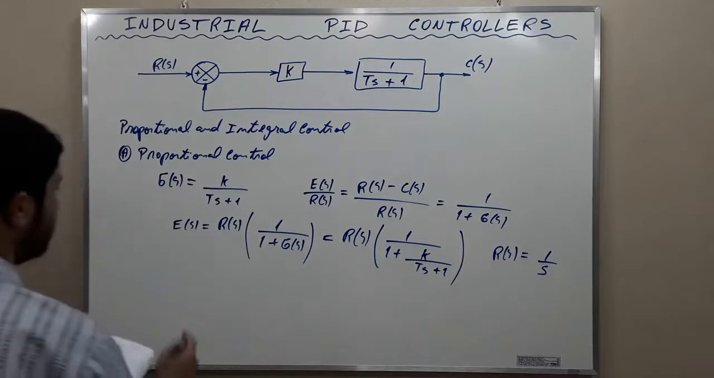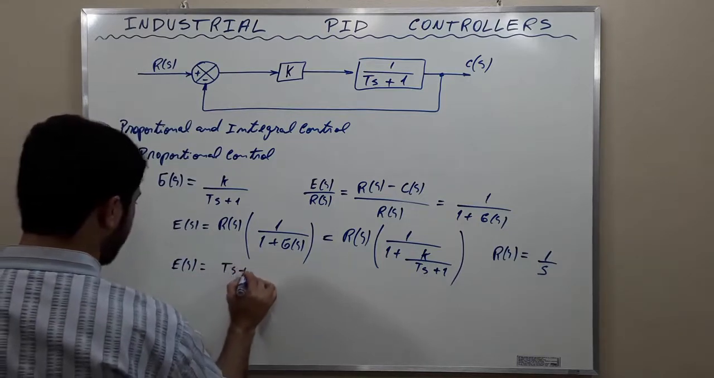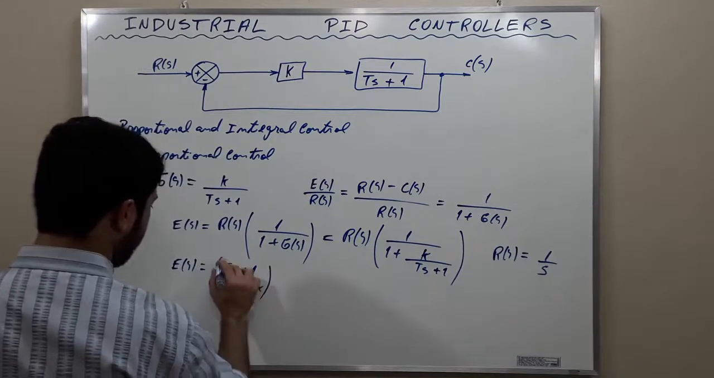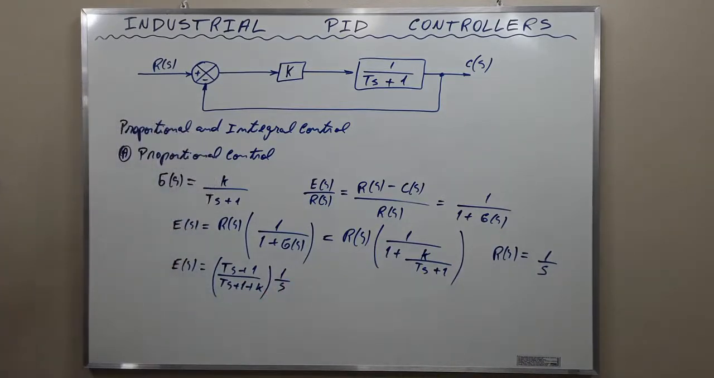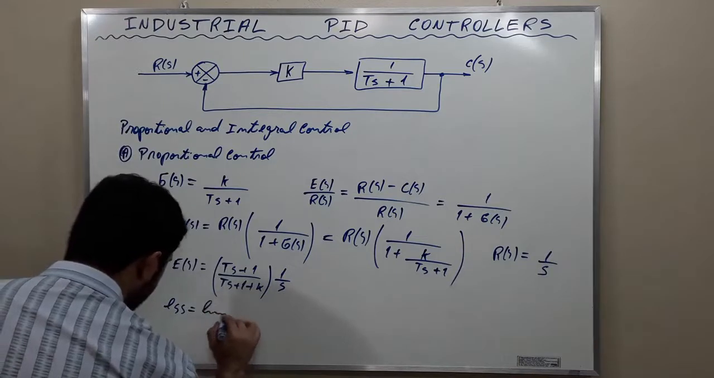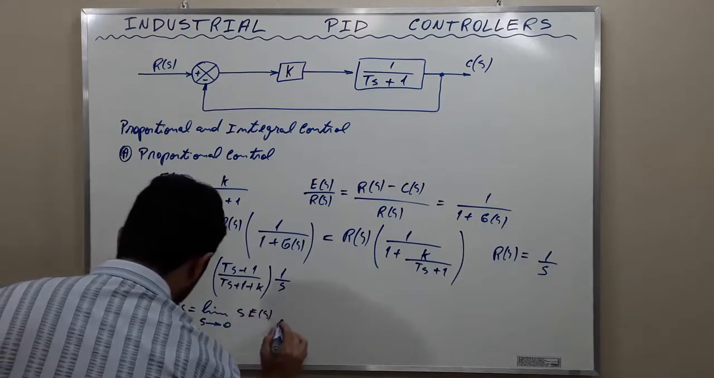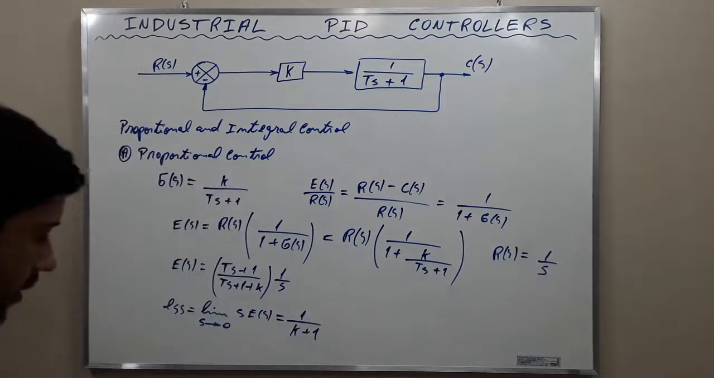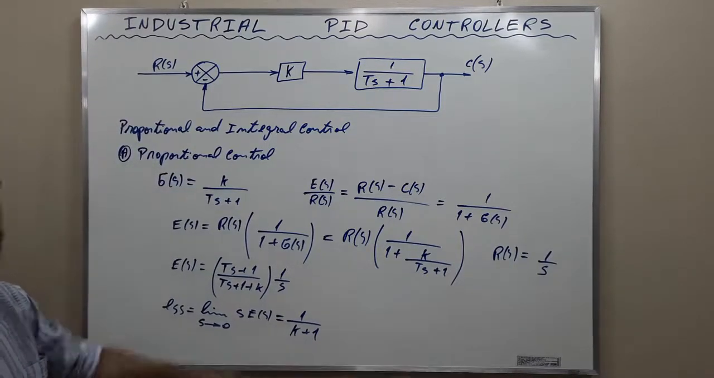We have that E of S is equal to TS plus 1 over TS plus 1 plus K, times 1 over S. And the steady state error is then going to be ESS equal to the limit as S goes to 0 of S E of S, equal to 1 over K plus 1. What does it mean? It means that there is going to be a steady state error of this magnitude.